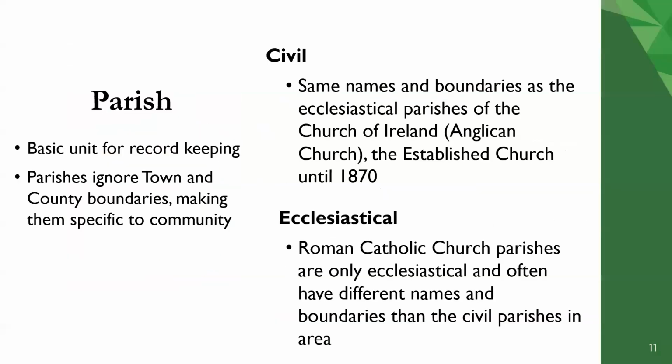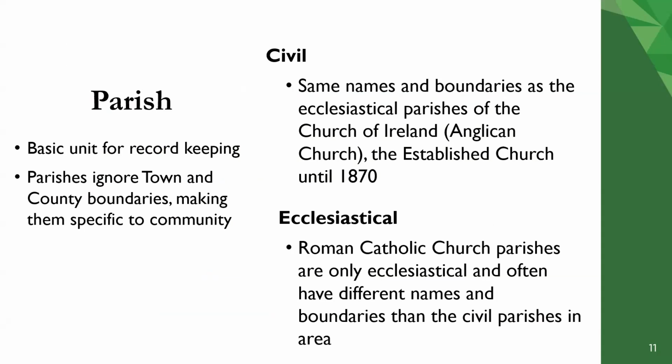So then we come to parishes. This is the basic unit for record keeping. You're going to find a lot of documents were first created in parishes. Some of them may still be in the parish. Some of them might be in the libraries or archives in the general area. They're divided up into two types. We have the civil parishes and we have the ecclesiastical parishes.